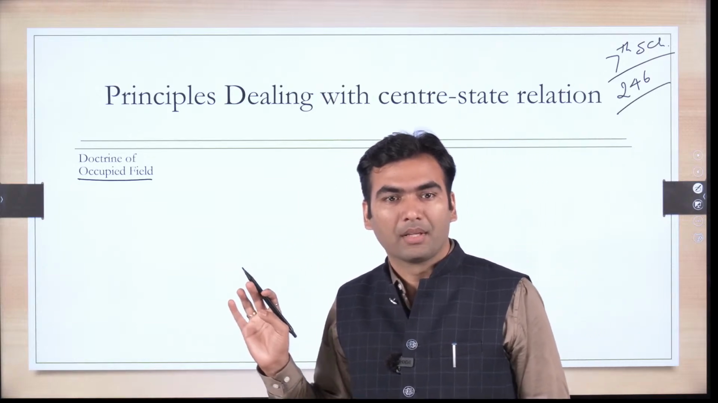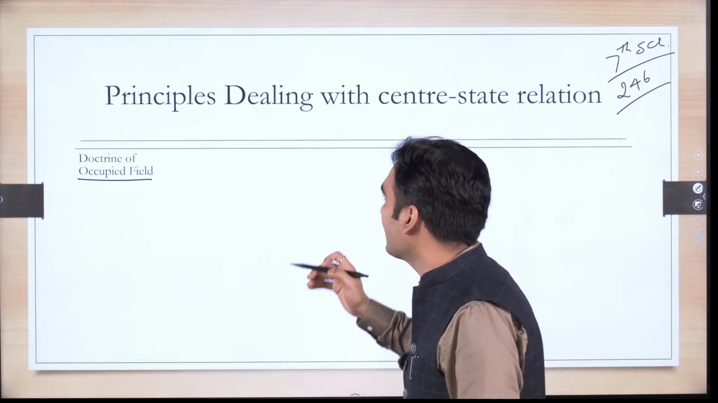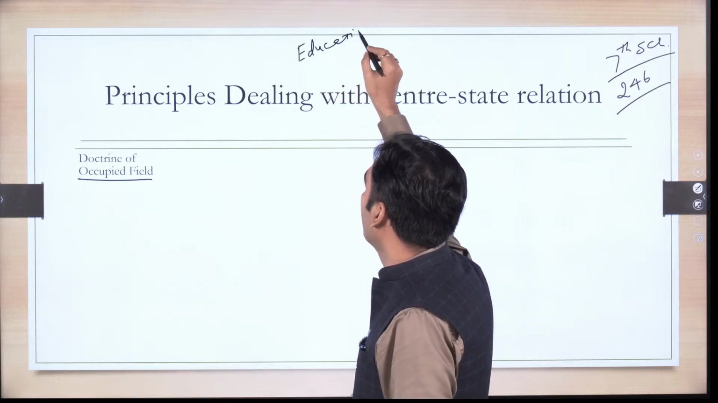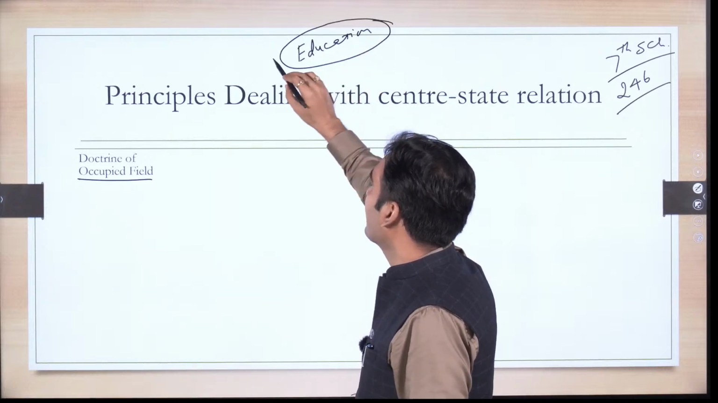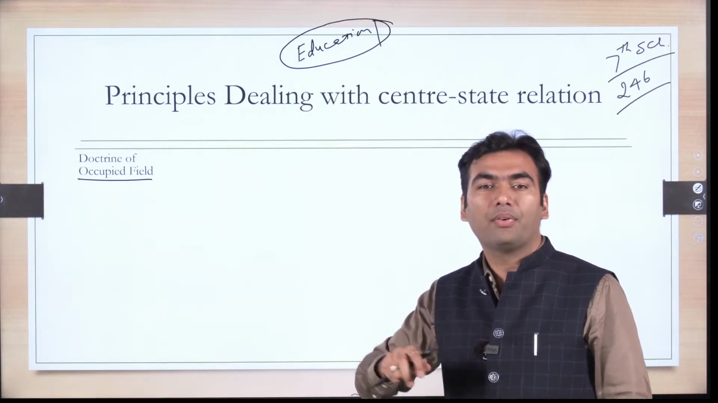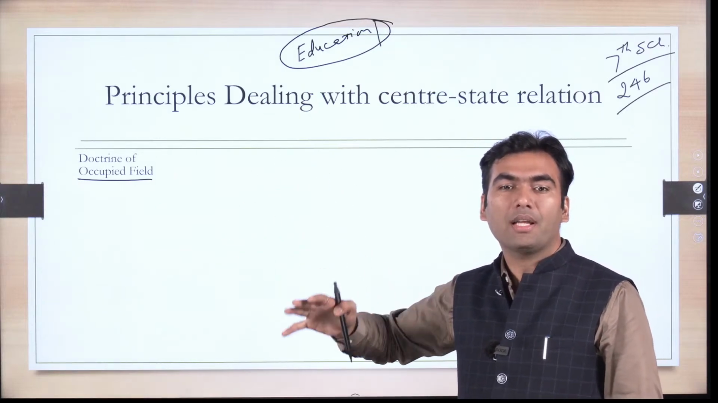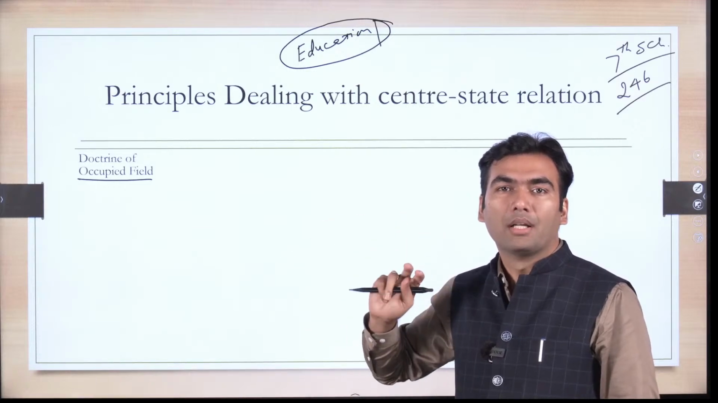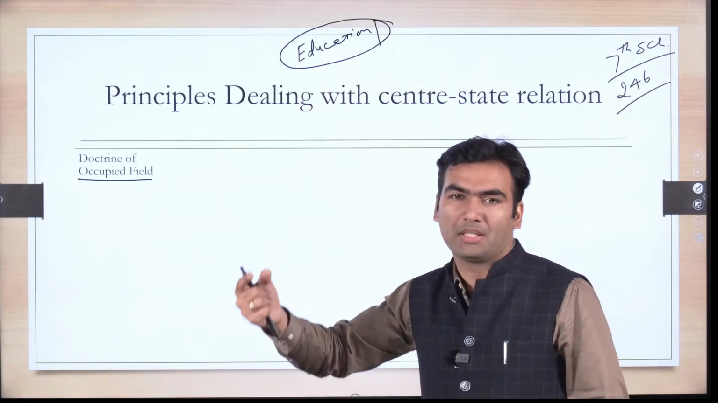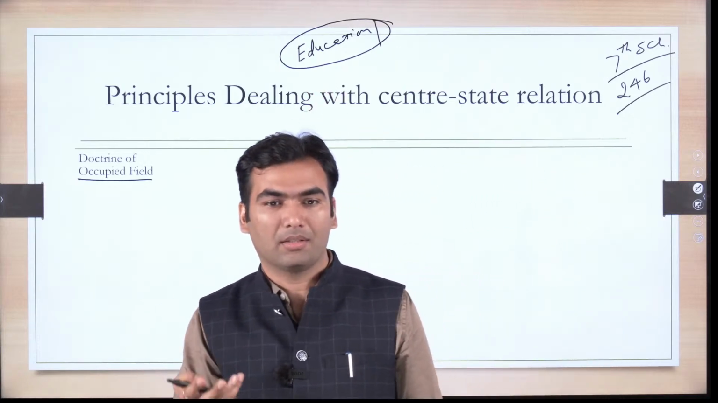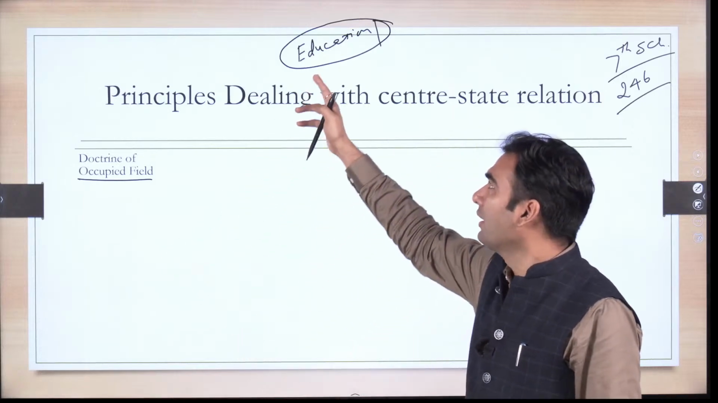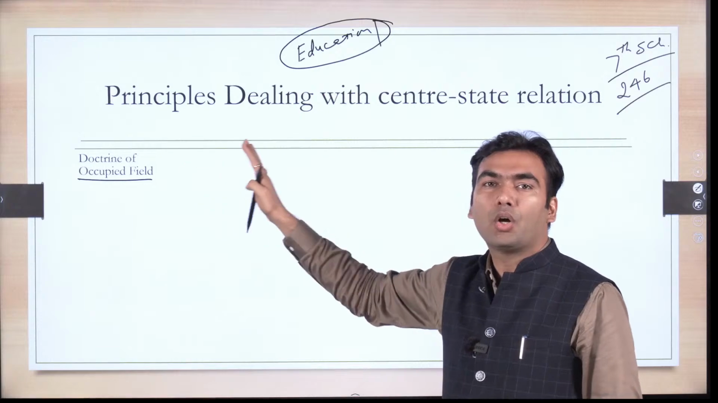Is it clear? Because the center has occupied a field, suppose the field is education. If the center has made a law, the Right to Education Act, now the field is occupied. On the same matter, on the same item, now a state cannot make a law. A state can make a law which says the same thing, it will not matter. But if the state says anything which is different from the law made by the center, that law would be struck down.